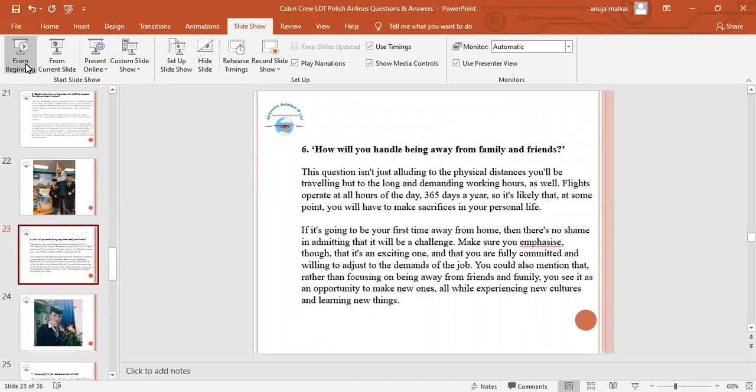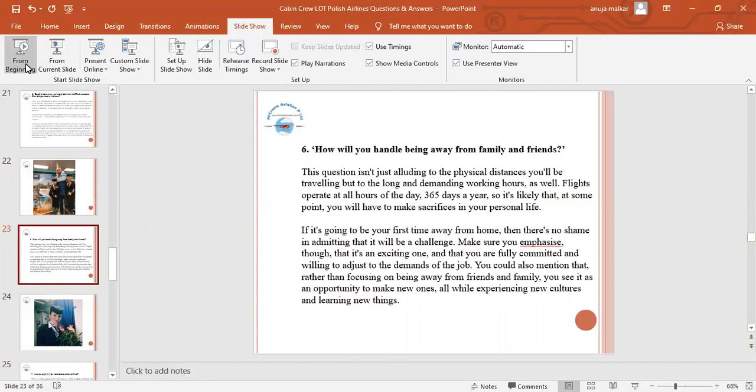Moving ahead to the next question. How will you handle being away from family and friends? We earn for our family, right? But being in this aviation industry or airline industry, many a times we have to give more importance or more time towards our profession than our family. So how are you going to answer this question very smartly?